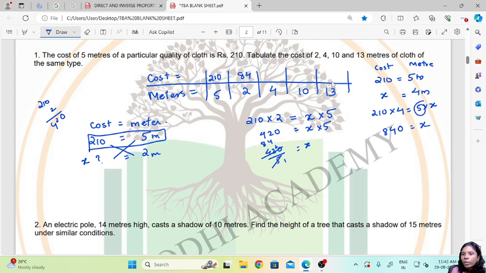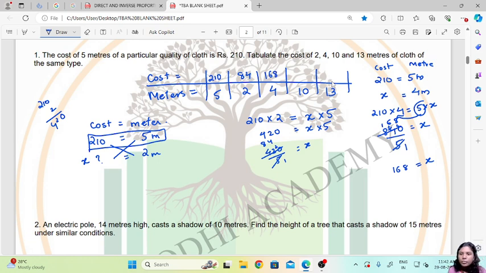Now this 5 we take to the denominator. So 840 upon 5. 5 ones are 5, 5 sixes are 30, and 4 remains, so it becomes 8. So 168 equals x. So for 4 meters the cost is 168 rupees.